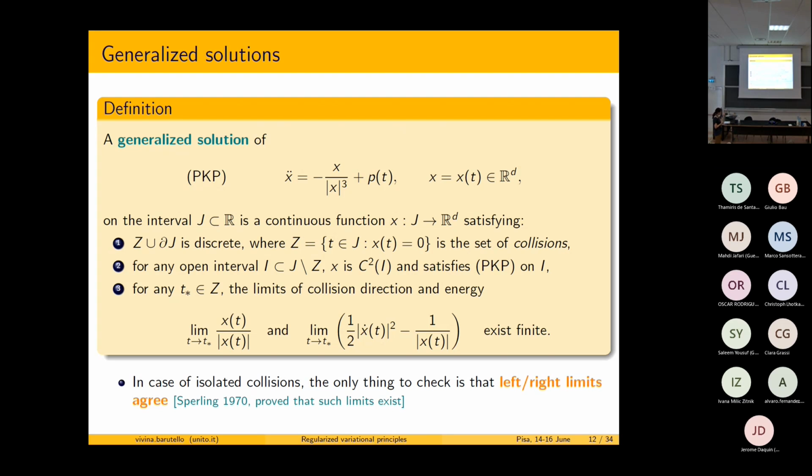Furthermore, this is the assumption. Assumption number 3 is the one that I tried to motivate. Furthermore, if you consider an instant in the collision set, then both limits of positions and energy exist. Okay, so let's say through collisions, the generalized solution keeps the energy and the direction. This is the idea. Okay, it's just a remark.